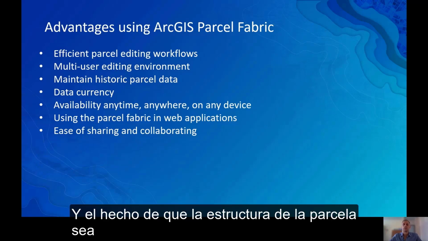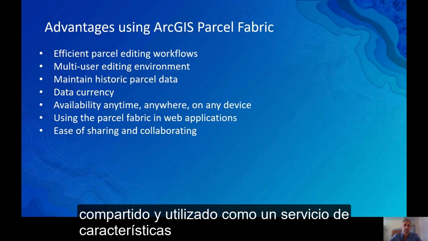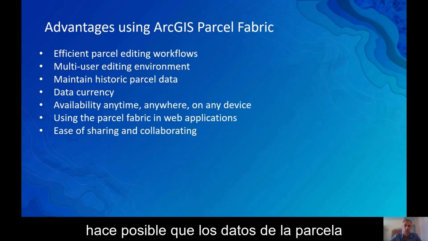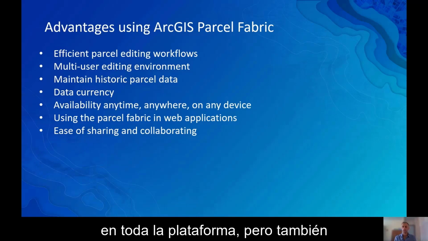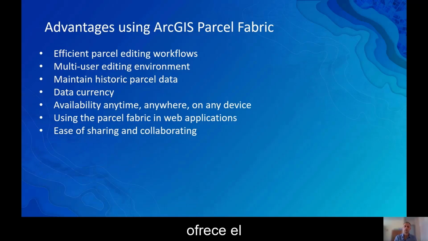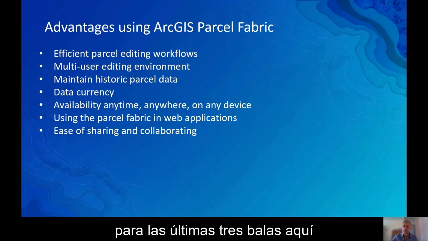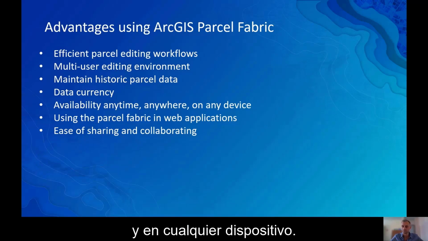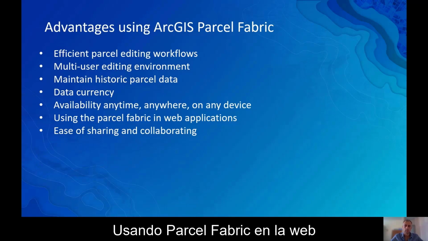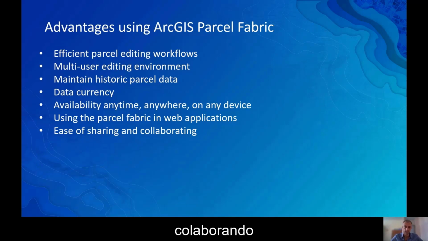And the fact that the Parcel Fabric is shared and used as a feature service makes it possible that the parcel data is current throughout the platform, but it also offers the functionality needed for the last three bullets here, which are availability anytime, anywhere, and on any device, using the Parcel Fabric in web applications, and also the ease of sharing and collaborating.